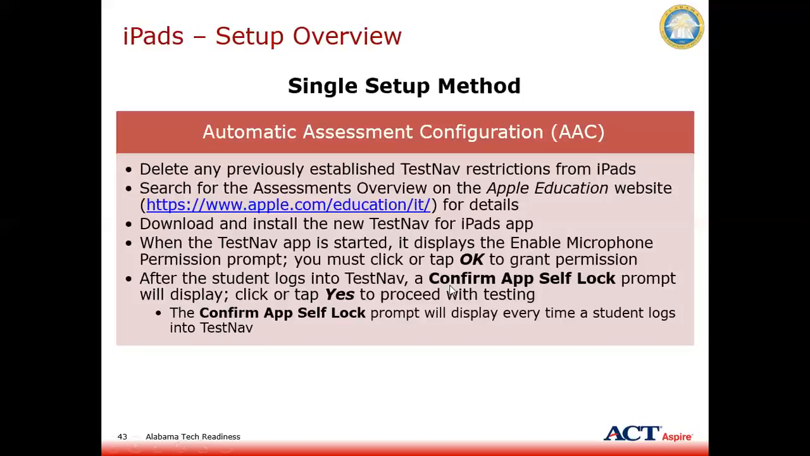After students start to log into TestNav, every single time they log in, they will see a confirm app self-lock prompt. They just need to click or tap yes to proceed with testing. Again, if for some reason they click no, very easy. They'll just need to sign back in again. This time choose yes. So very easy for them if they accidentally click no. Just have them sign in again, click yes, and they'll be able to proceed and access their test. So just that one setup method now. Main things, make sure you say OK on the enable microphone permission prompt, and then students just always need to click yes on the confirm app self-lock prompt.